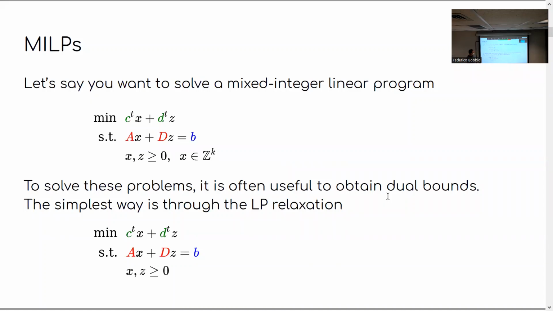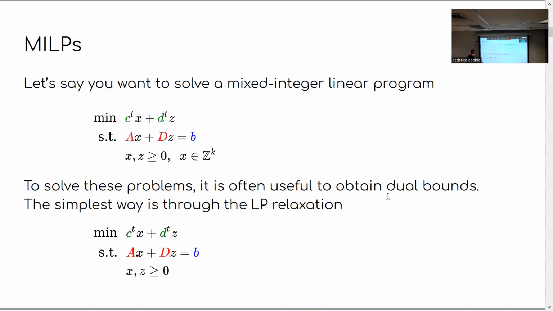Let's say you're trying to solve a mixed integer linear program. So, you have some integer variables x, maybe some continuous variables z, under some equality constraints and some positivity requirements. This is just a standard form for it. When you're trying to solve these kinds of problems, it's often useful to obtain dual bounds, for example for branch and bound or for obtaining optimality gaps. And the simplest way to do this is through the LP relaxation. Just drop the integrality constraints.